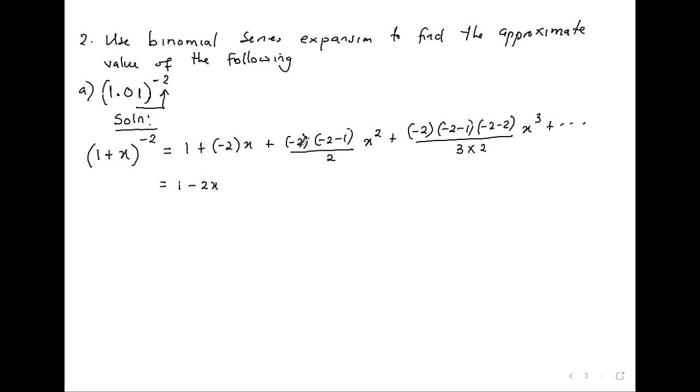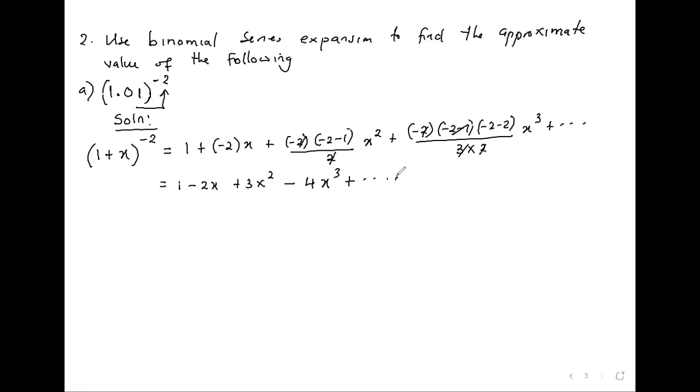This 2 and this 2 will go, and you remain with plus 3x squared. This 2 and this 2 will go, this 3 and this 3 will go. So you remain with minus 4x to the power 3. We have found the expansion, the binomial series that we can use to find the value of 1.01.